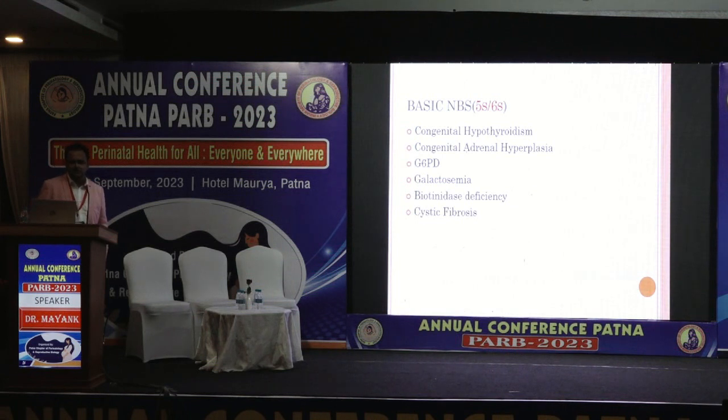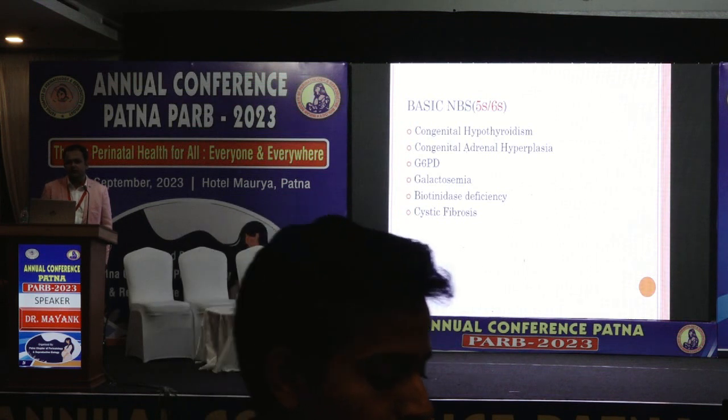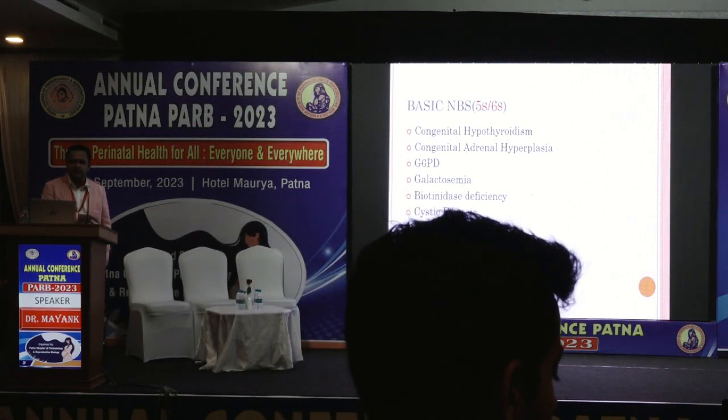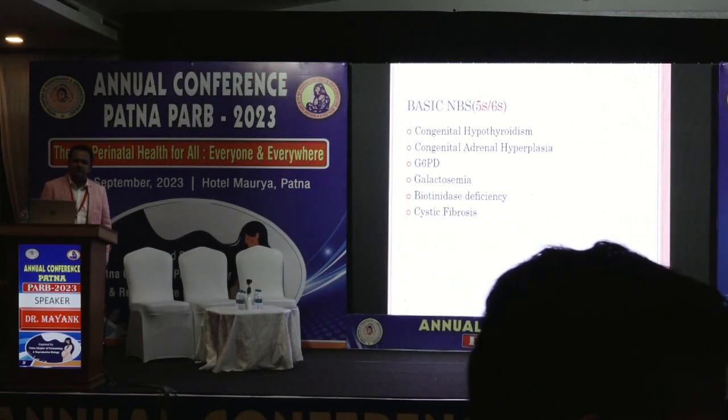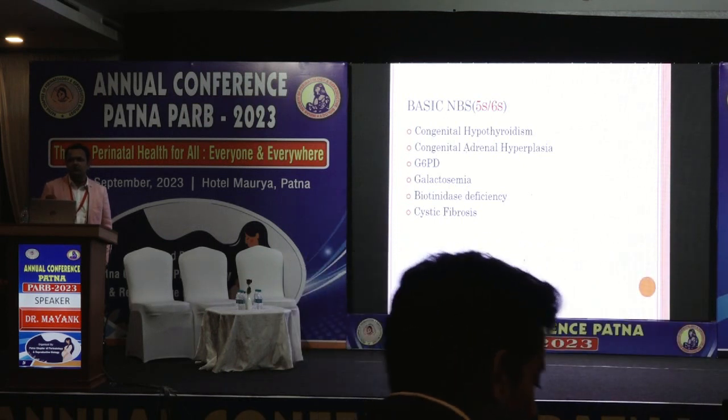Initially, what is in the basic newborn screening? Generally, 5 conditions are advocated even by the National Neonatology Forum, like congenital hypothyroidism, CAH, G6PD, galactosemia, biotinidase deficiency, and cystic fibrosis is the 6th one. Why have I kept this? Because most of the places are adopting this. Even I started this at PGICH Noida. Why? Because there are studies from India, like from Gangaram Hospital, Delhi, which have shown the carrier status of cystic fibrosis is 4.5%.